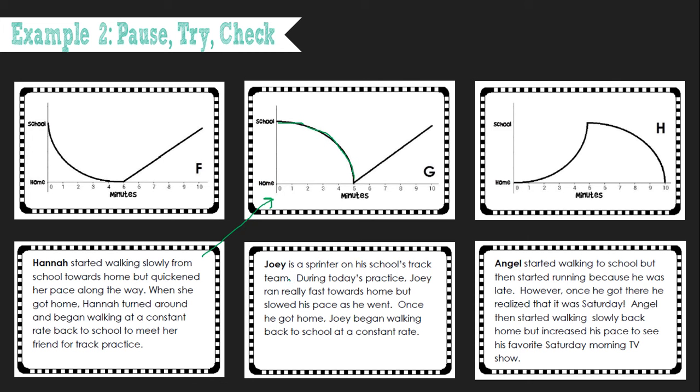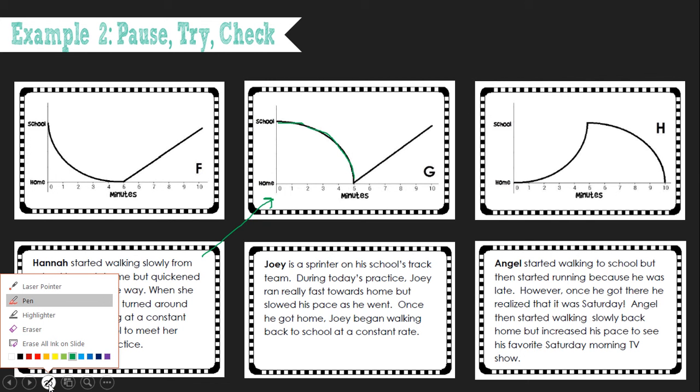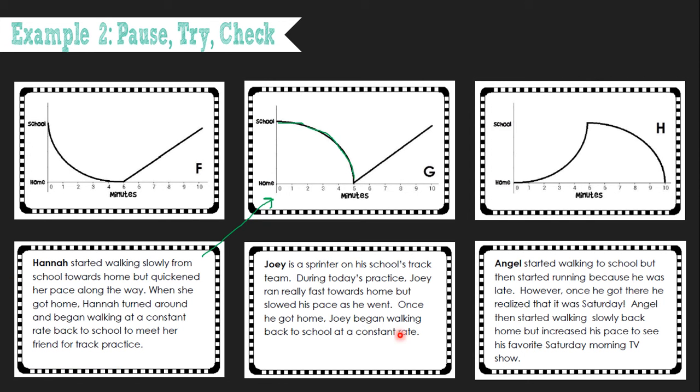Now Joey is a sprinter on his school's track team, and during today's practice, Joey ran really fast towards home, but then slowed his pace as he went. Once he got home, Joey began walking back to school at a constant rate. So again, I have this constant rate here. That would mean that F would need to be my answer because I have this constant, this linear line here for that second part of the graph. So he started off sprinting, going really, really fast, and then he slows down, and then he walks back at a steady rate. So Joey's going to match up with choice F, which means that Angel should be choice H.